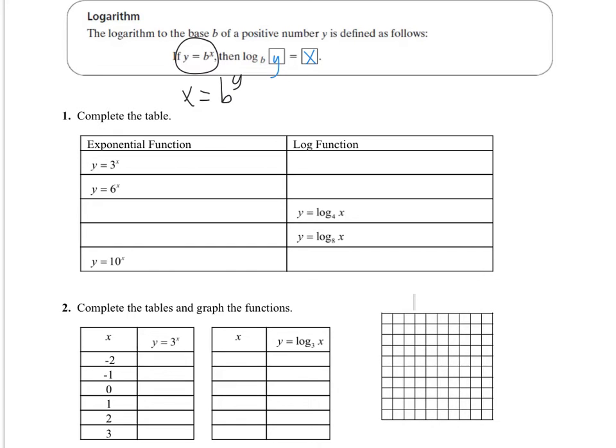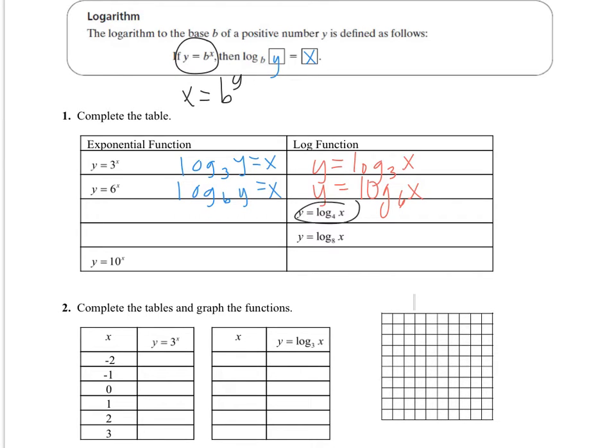So this would be y, so log base 3 of y equals x. So the inverse of that would be y equals log base 3 of x. So if I wrote this one as a logarithm, it would be log base 6 of y equals x. And if I write the inverse of it, it would be y equals log base 6 of x.